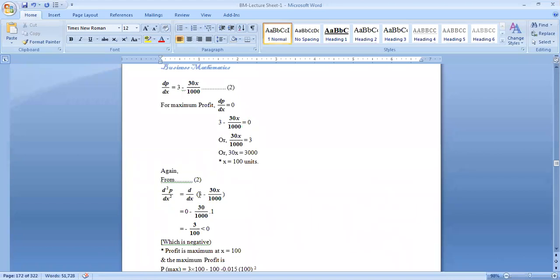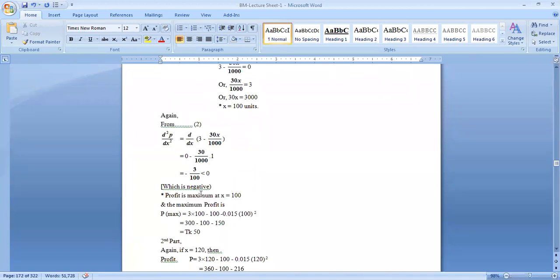Now this 3 is a constant, so it will be 0, minus 30x divided by 1000. The 30/1000 is a constant, and the differentiation of x is 1. After calculation we get minus 3 by 100. That means this is negative. Negative means maximum. Remember it. Therefore we can decide the profit is maximum at x equals 100.